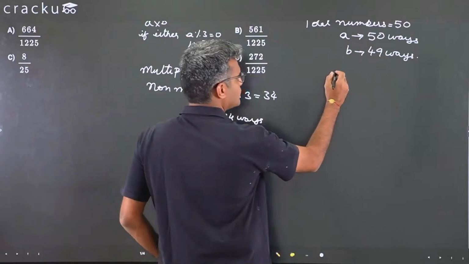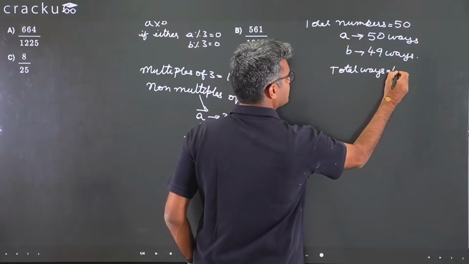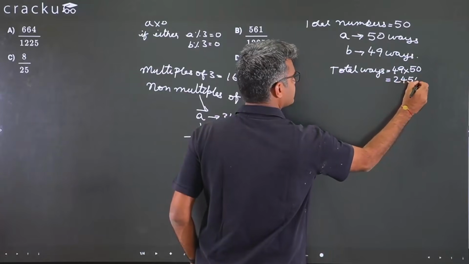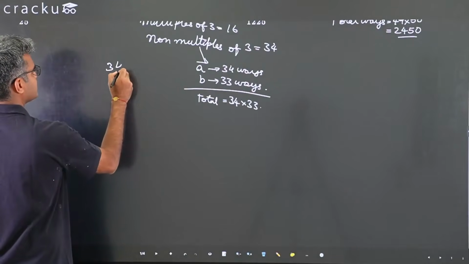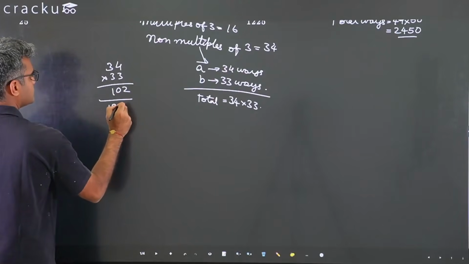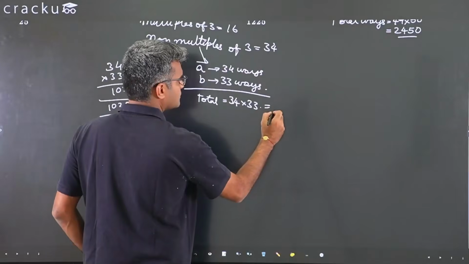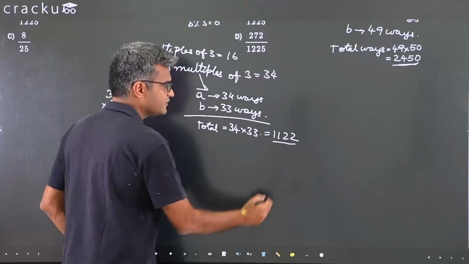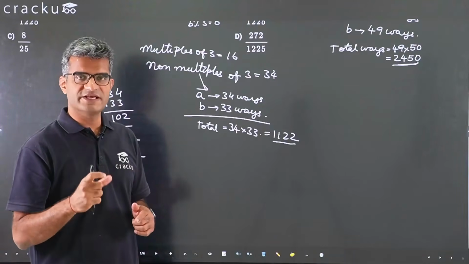That is, the total ways is 49 into 50, which is equal to 2450. 34 into 33 can be calculated. What is 34 into 33? This is 102 and 1020. So this is 1122. Out of the 2450 ways, in 1122 ways, we are getting a product AB which is not a multiple of 3. In every other case, the product AB is a multiple of 3.